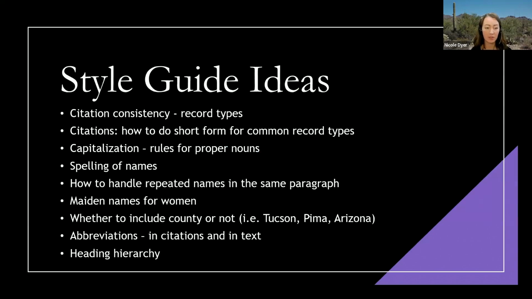So here are some ideas for things you might want to put into a style guide. Citation consistency. So for various record types, I had a lot of death certificates in mind, so I had to keep track of how I was going to cite those. And then how to do the short form. You want your short form citations to be consistent throughout. So I didn't shorten anything until the very end, and then I decided how I was going to do it for all the record types that I had.